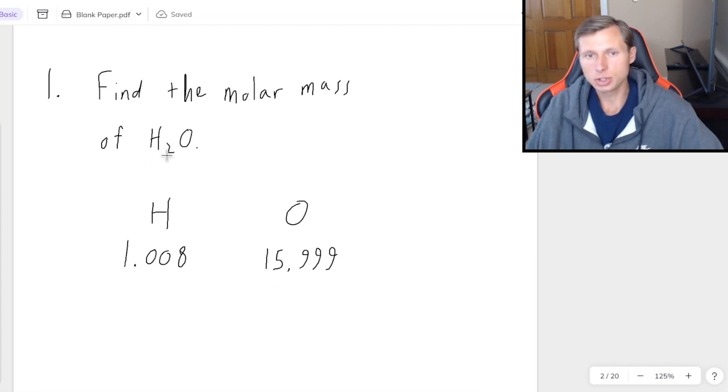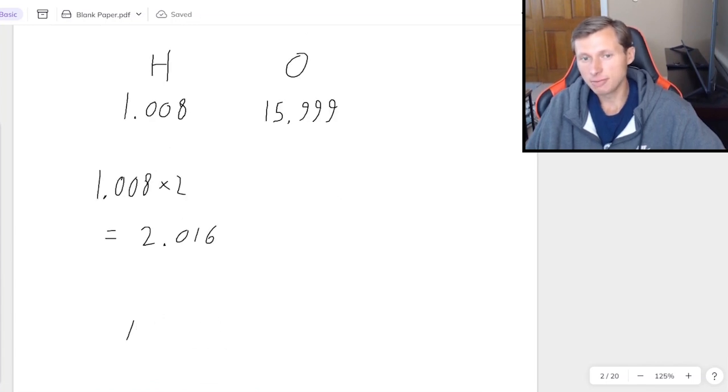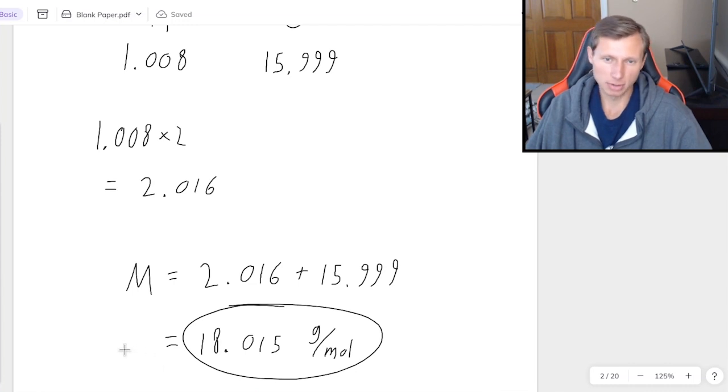Now, since there's 2 hydrogens, that's why it's H2O, I have to multiply 1.008 times 2, which gives me 2.016. And then to find the molar mass, I just have to add 2.016 plus 15.999. And that'll get me 18.015, and the units are grams per mole. And there's the answer for that first one.